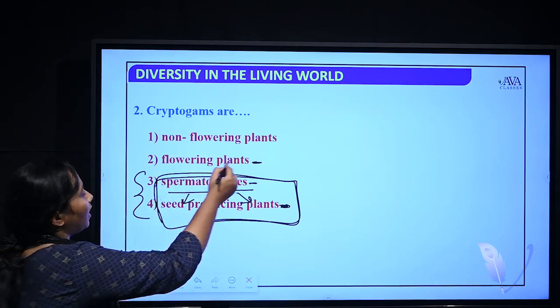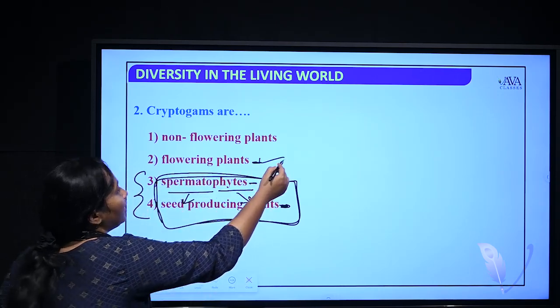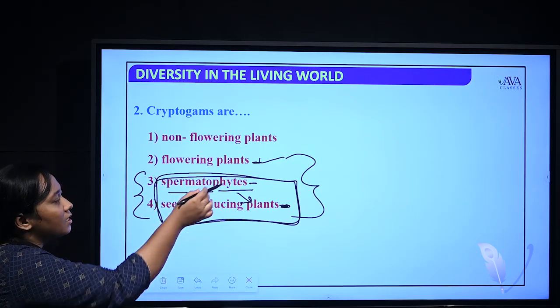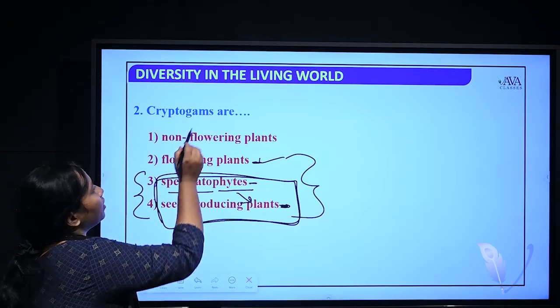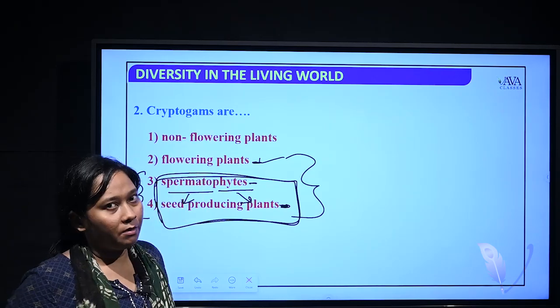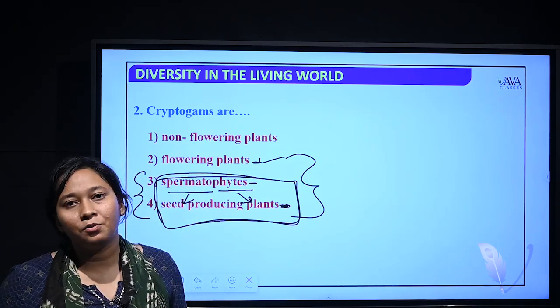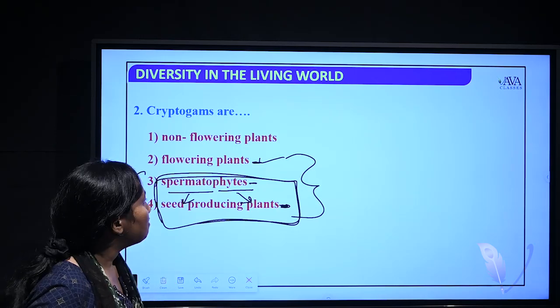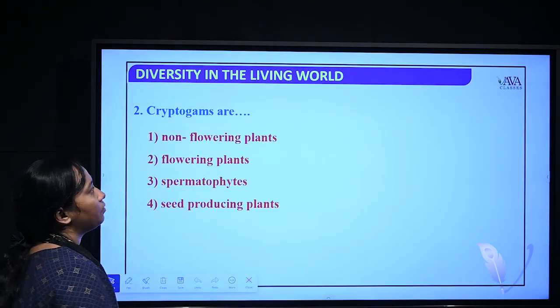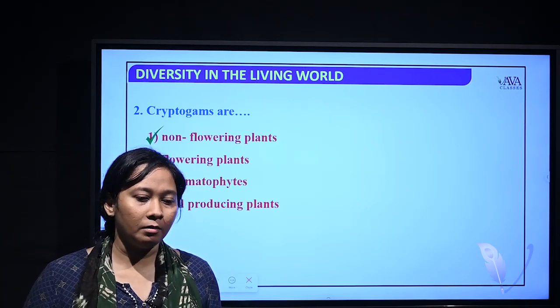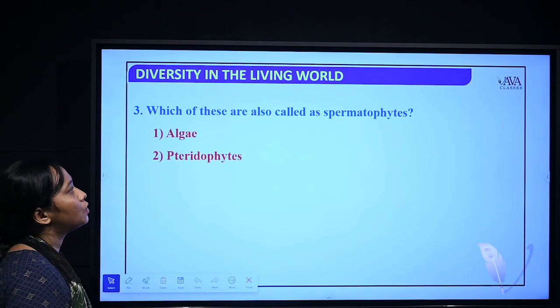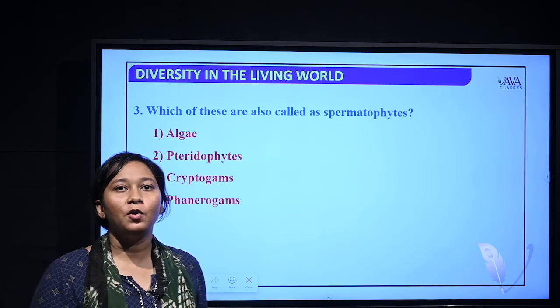Clear? Flowering plants, spermatophytes and seed producing plants, all these three options we can see in phanerogams. So here cryptogams are non-flowering plants. So your correct option will be non-flowering plants. Clear?